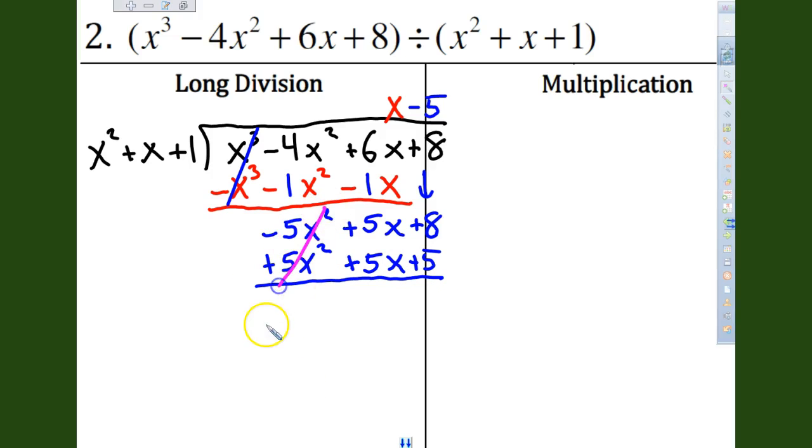Got our first terms canceling, which is good. We have 5x plus 5x, which is 10x. And then 8 plus 5 is 13. So we have a remainder of not just a number, but of an expression, 10x plus 13, which is fine. And be careful here, it's tempting to say, well, we got a 5 and 5, they cancel out, but they're both positive, so that's why we add them up.